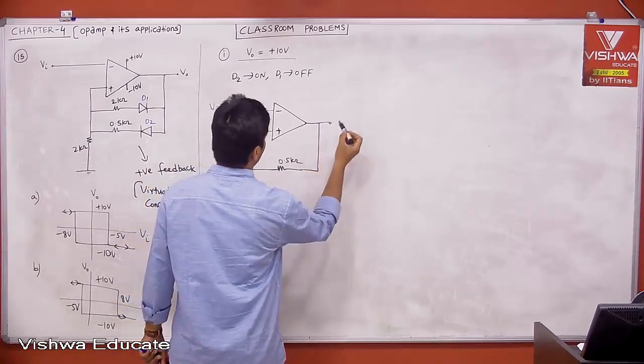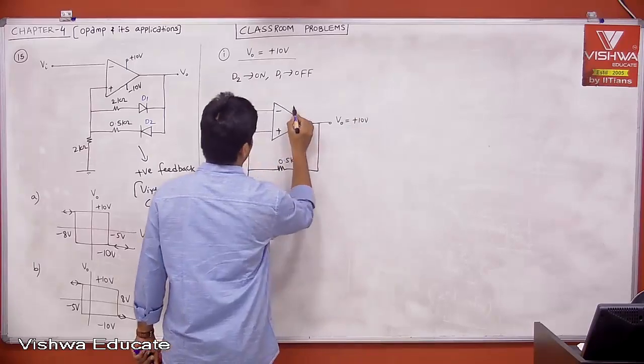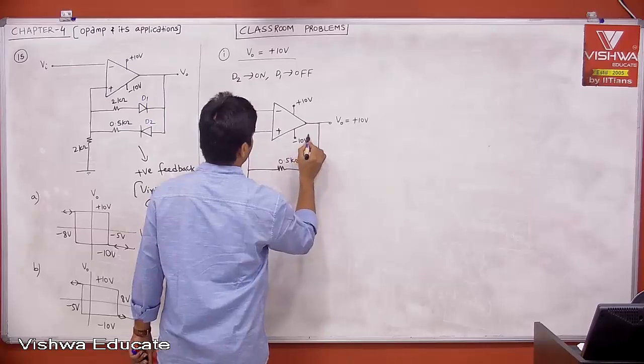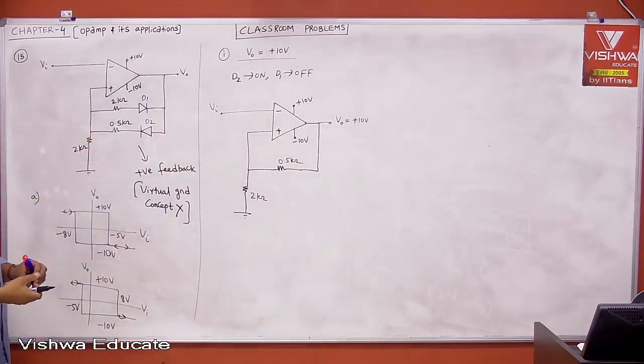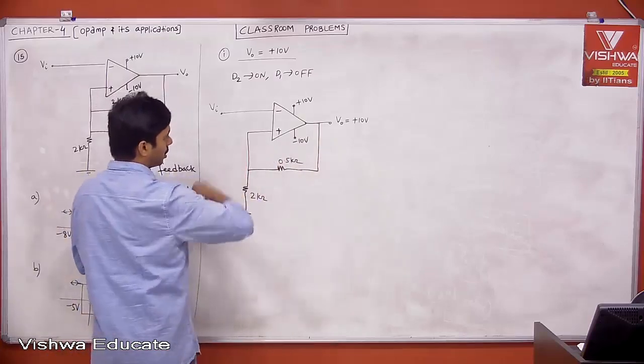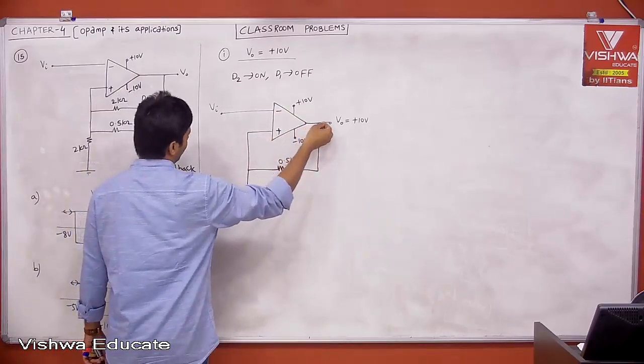Now what is your output? Your output is plus 10 volts. Right? Your output is plus 10 volts. Then this is what people call the beta network, which means this is in positive feedback. Open loop amplifier and then beta network. Then what output voltage do we have?